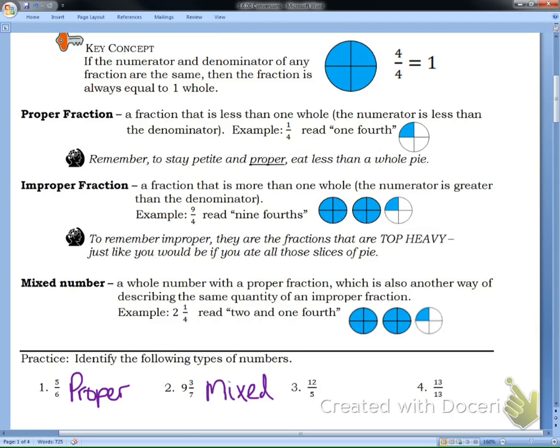In practice 3, you have 12/5. The number on top is bigger than the number on bottom. It is top-heavy. So that is called an improper fraction. And the last one, 13/13. Because the same number on top is the same on bottom, this is what we call a whole fraction, because this fraction can be turned into a whole number, in this case 1.